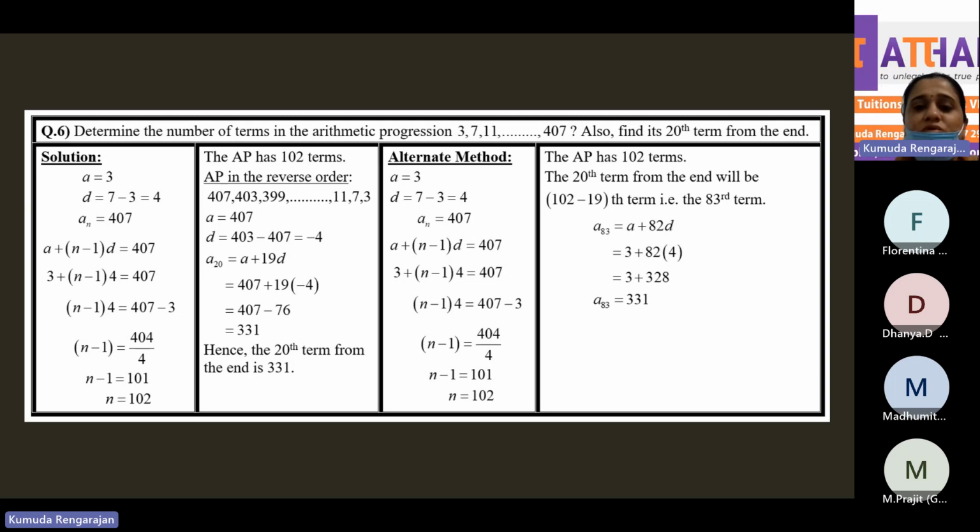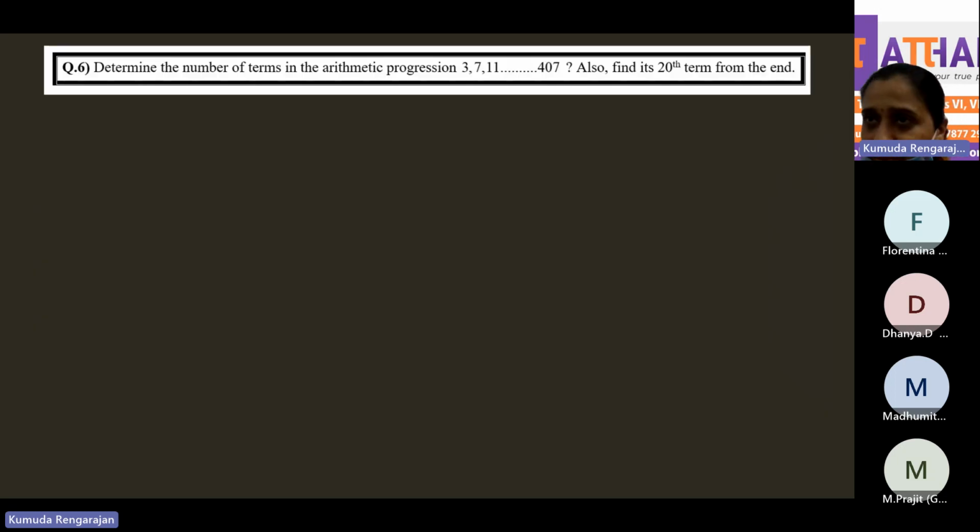All right, so we have two ways to find the 20th term from the end. Method one is to write the terms of the arithmetic progression in the reverse order. Once you write the AP in reverse order, the 20th term from the beginning is the 20th term from the end. Method two is the 20th term from the end.